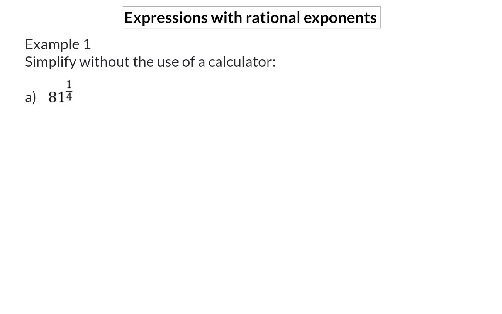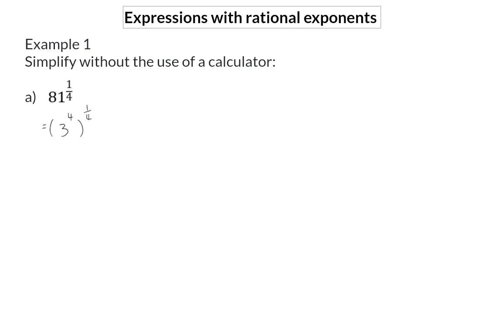Example 1. Simplify without the use of a calculator. In many of your calculations, there will be constant values that we want you to simplify without using your calculator because we want to test whether you can apply the exponential laws. So when simplifying constant values, you will write the base in terms of prime factors. So in this case, 81 will become 3 to the power of 4.